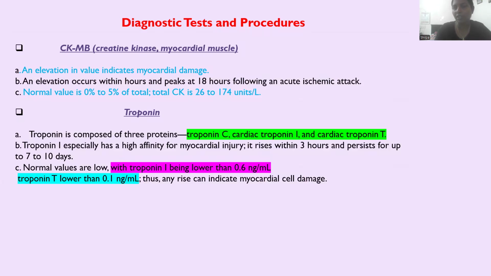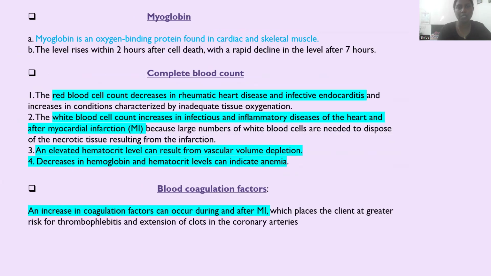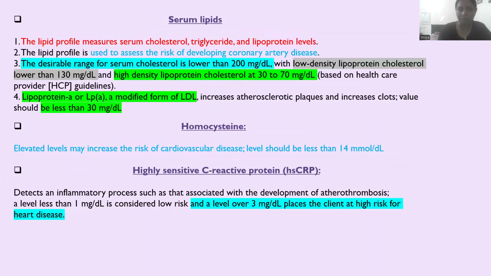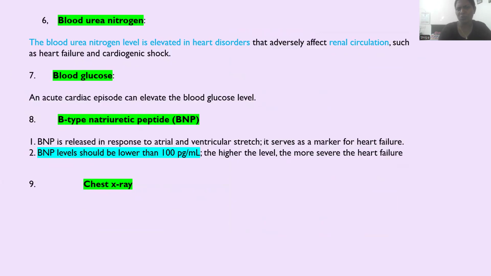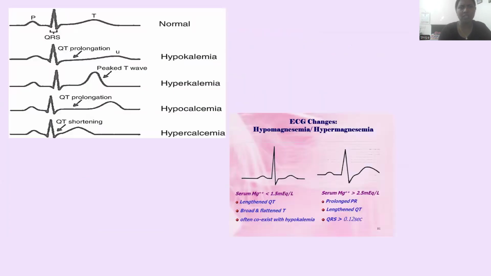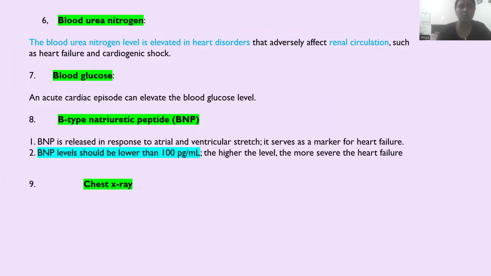There are a lot of diagnostic procedures, like CK-MB, troponin I, troponin T, myoglobin, complete blood count, serum lipid, cysteine, homocysteine, high-sensitivity C-reactive protein, electrolytes, blood urea nitrogen, blood glucose, and beta natriuretic peptide. A lot of things are there.